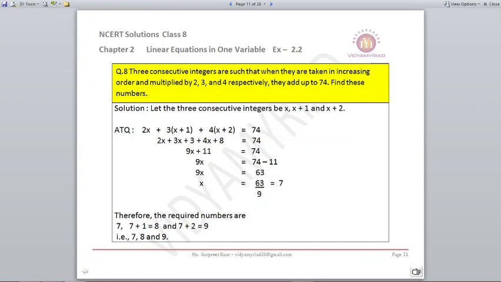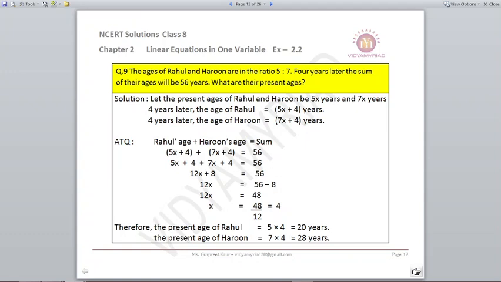Next, the ages of Rahul and Harun are in the ratio of 5:7. So let their ages be 5x and 7x. 4 years later, the sum of their ages will be 56. What is the present age? 5x and 7x. 4 years later means we need to add 4 to both the ages. So Rahul will be 5x plus 4 and Harun will be 7x plus 4.